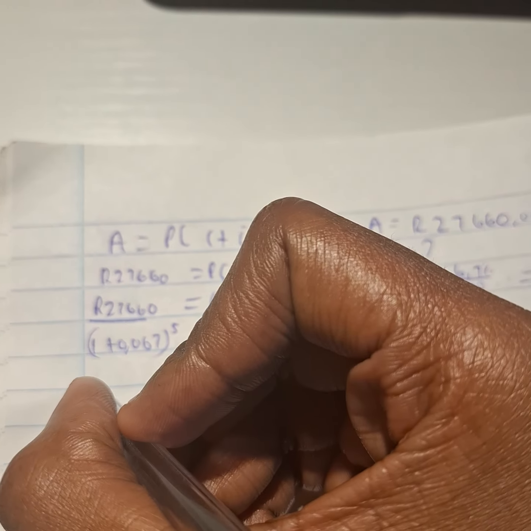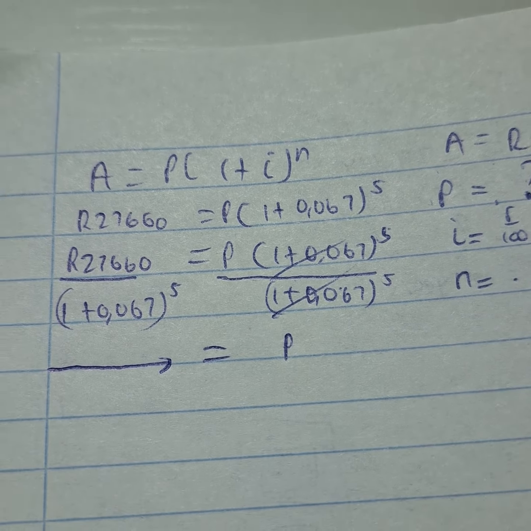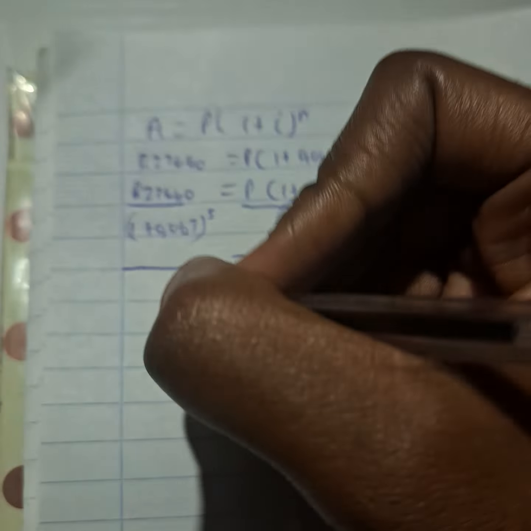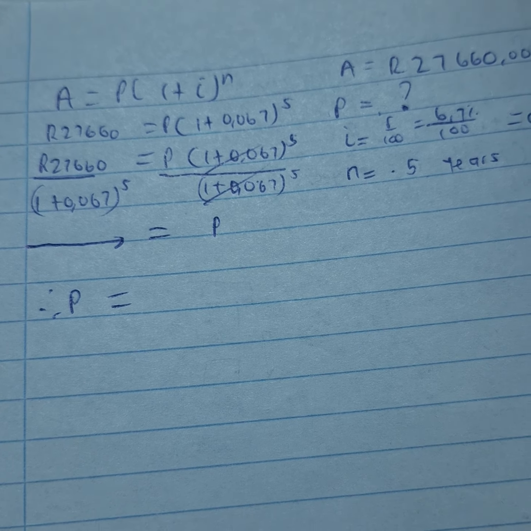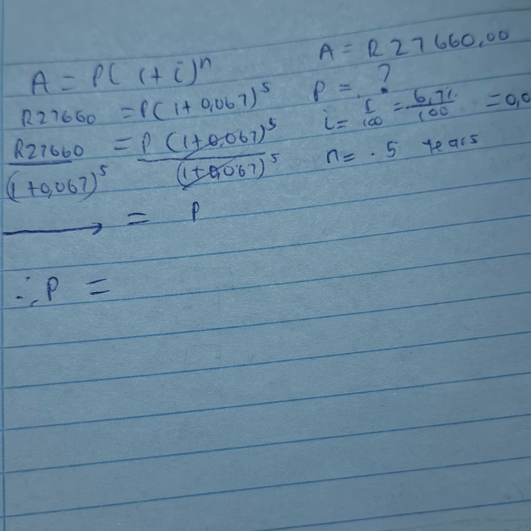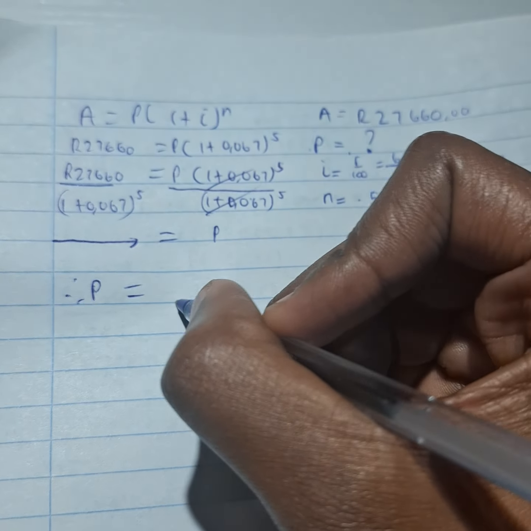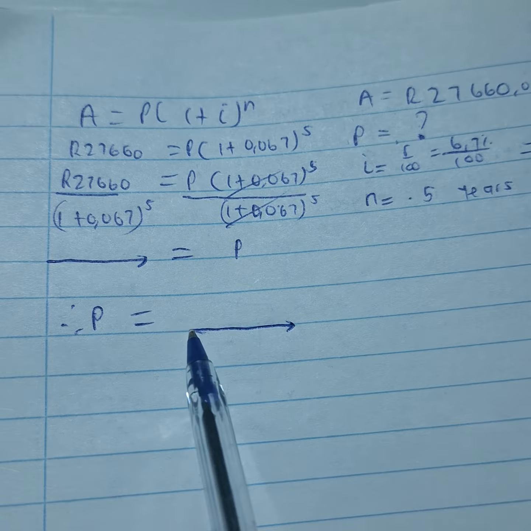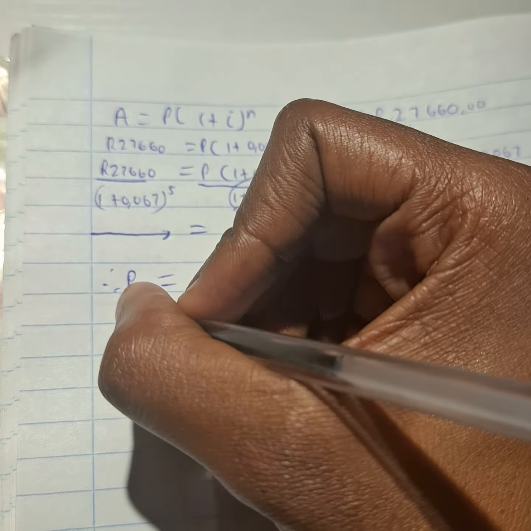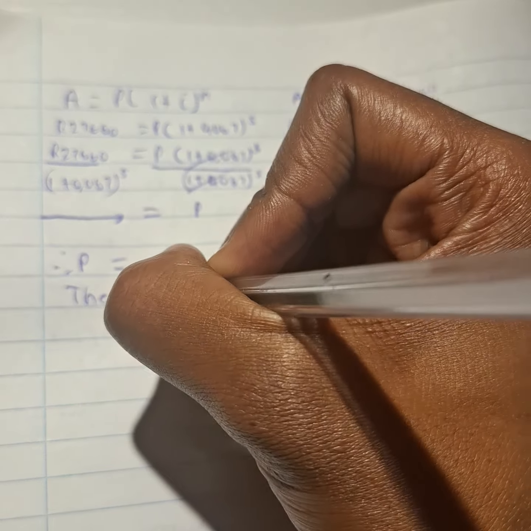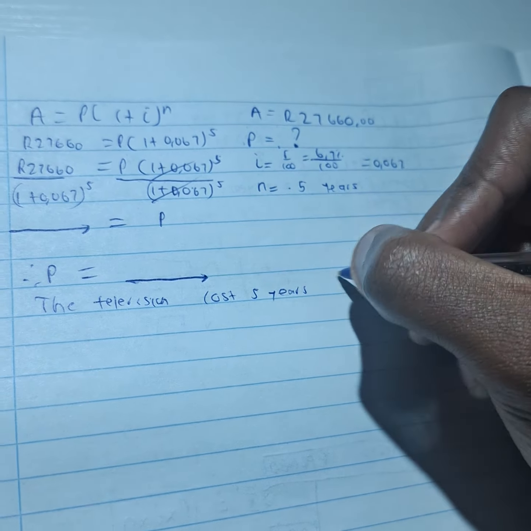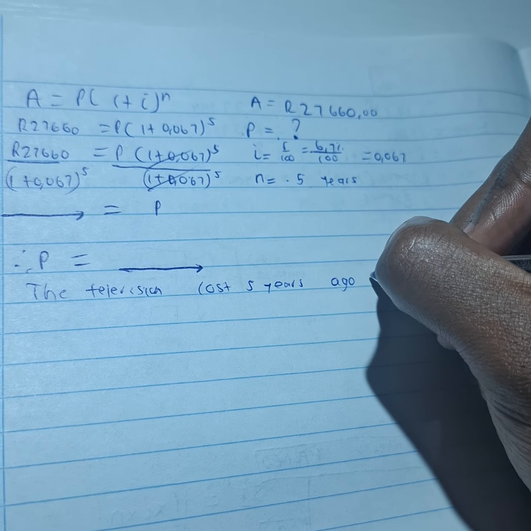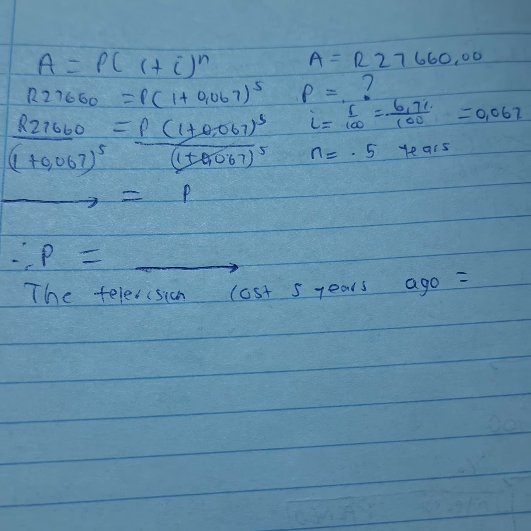So what I'm going to do is leave it up to you to tell me what that value is in the comment section. Round it off to 2 decimal places, because that would be my P value, which is the amount that the television cost 5 years ago. So I'm going to trust you guys to tell me what the television cost 5 years ago. Round it off to 2 decimal places in the comment section, please.